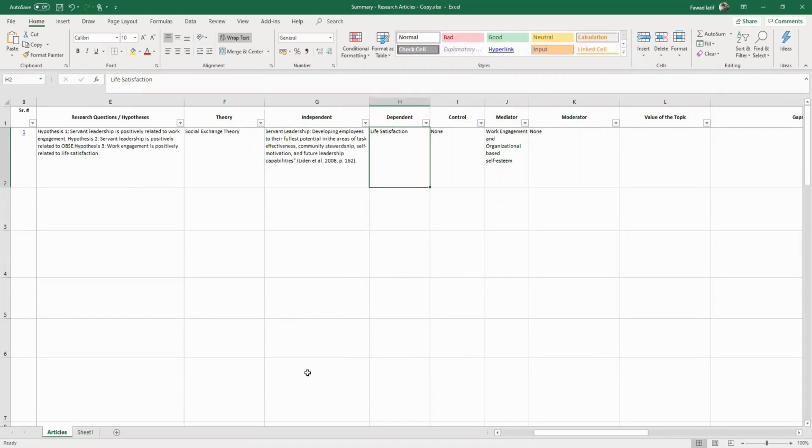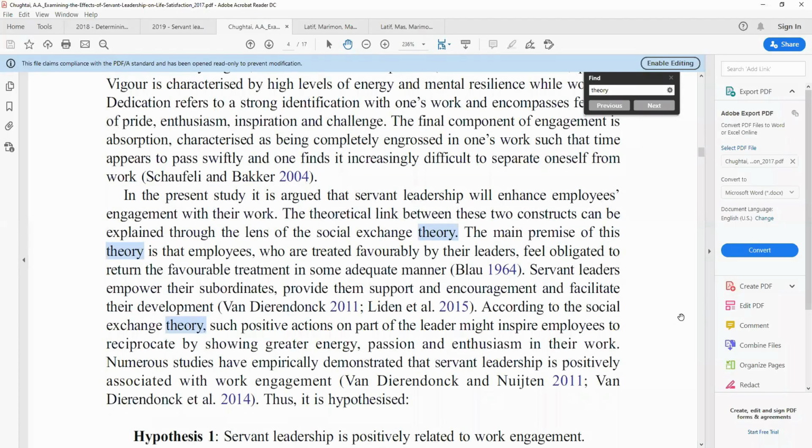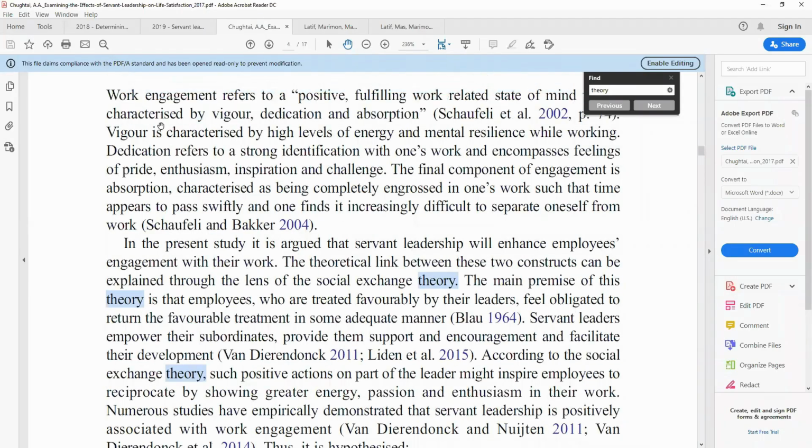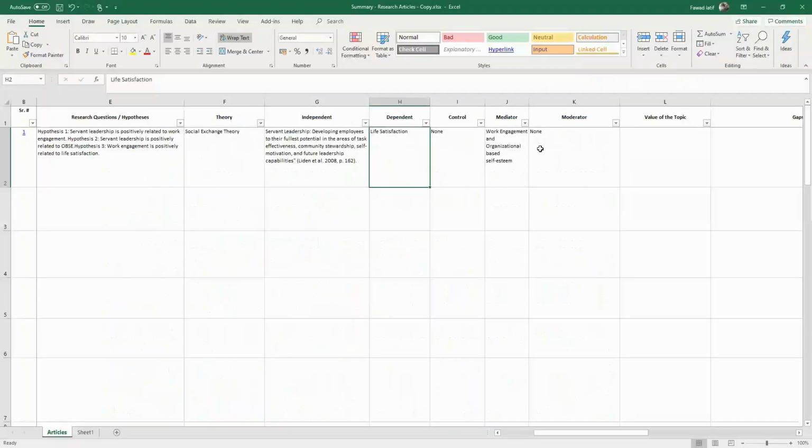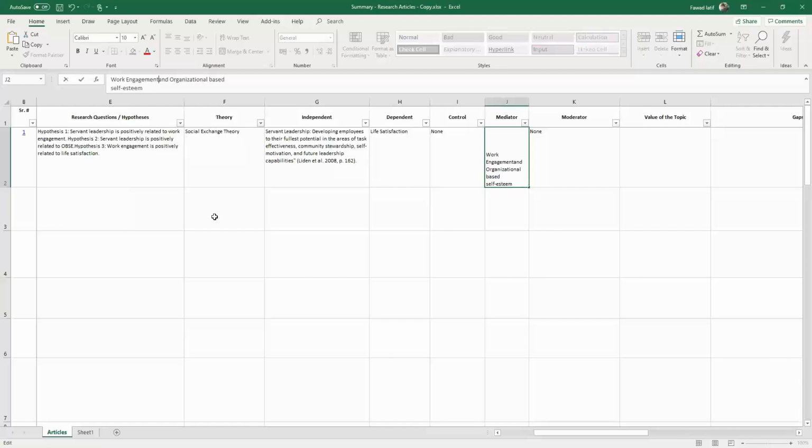Same goes for life satisfaction. Let's see if there is a definition of life satisfaction or not. So we go back to our research paper. So work engagement. Now this is the definition of work engagement, Schaufeli 2002, and let's just copy it from here and paste it here. So this is the definition of work engagement.